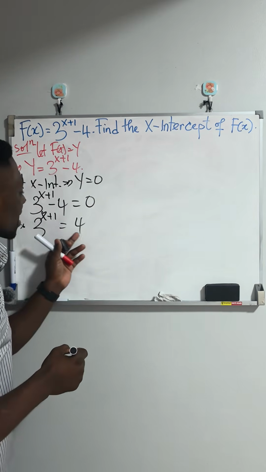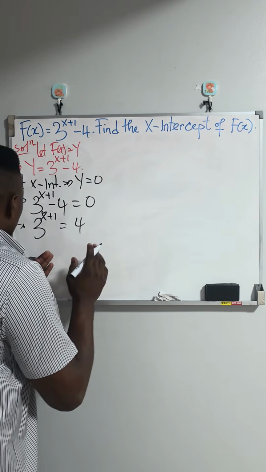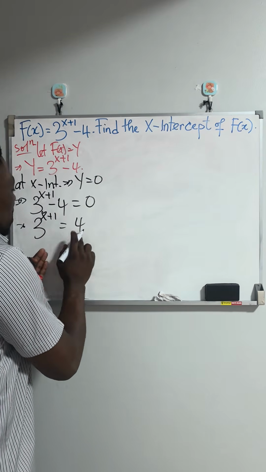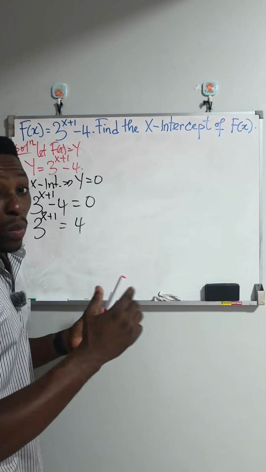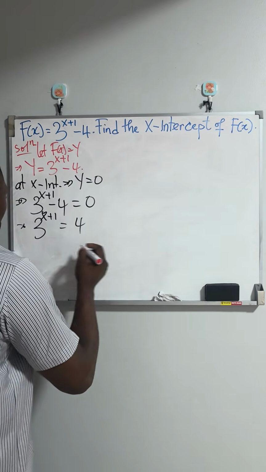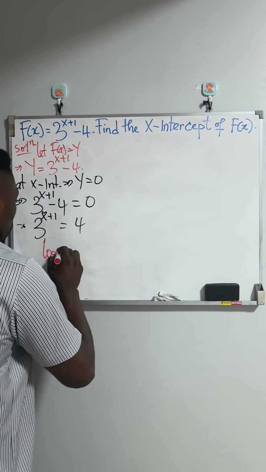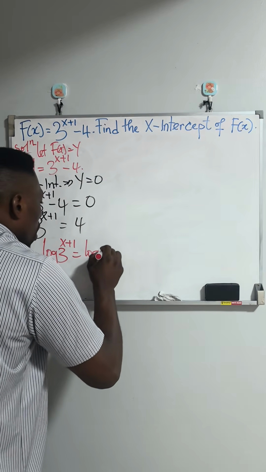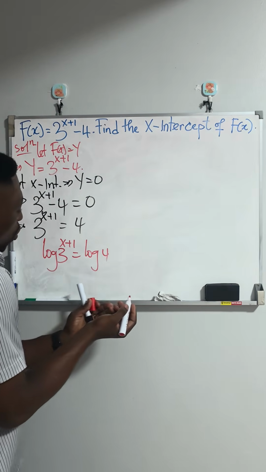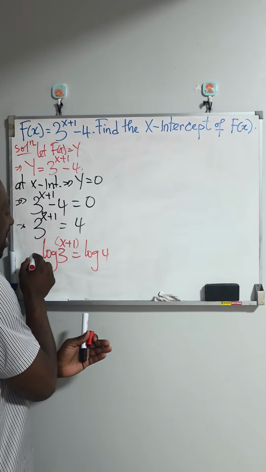At this point, the bases are not the same. So no need trying to equate this to this because the bases are not the same. The only solution here, dear friends, is to take the logarithm on both sides. So if we take the natural log on both sides, or log of base 10 on both sides, we'll have log of 3^(x+1) is equal to log of 4. According to one of the properties of logs, this index here should go right here and become a factor.